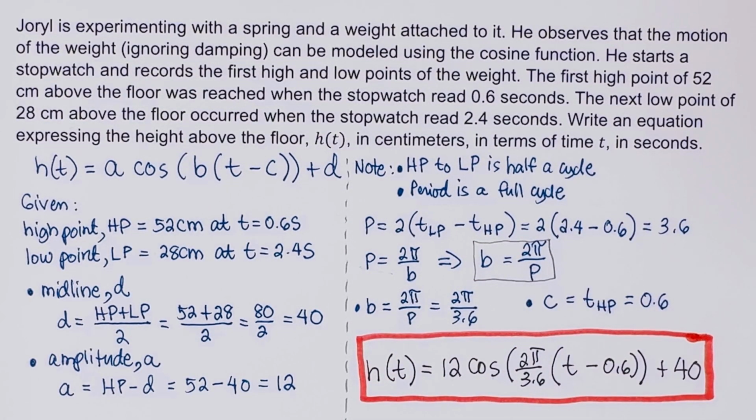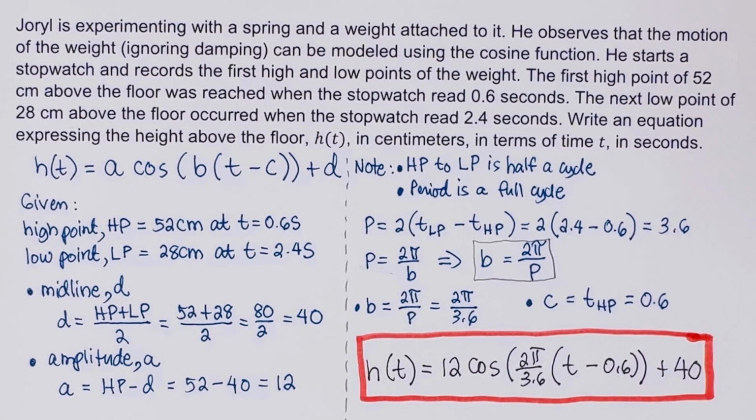So that is how we write the equation of the transformed form of a trigonometric function given the word problem.